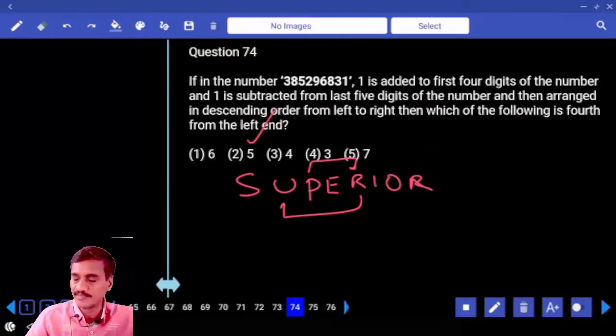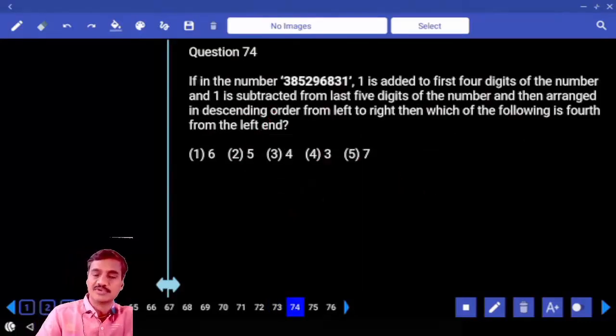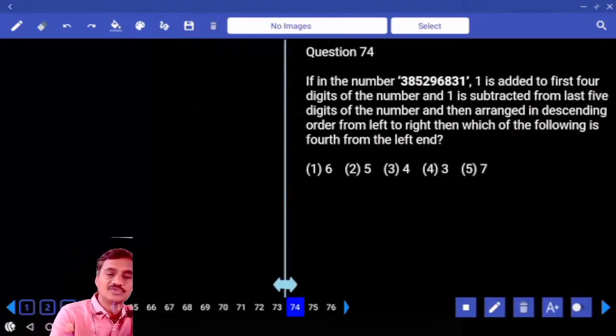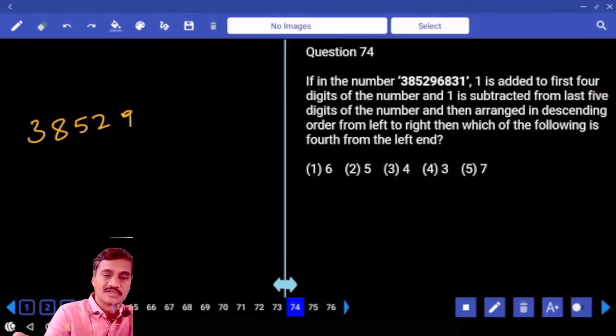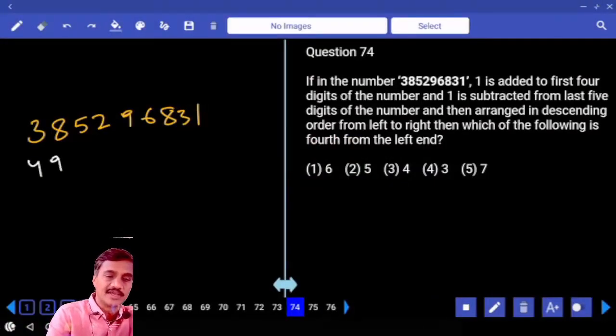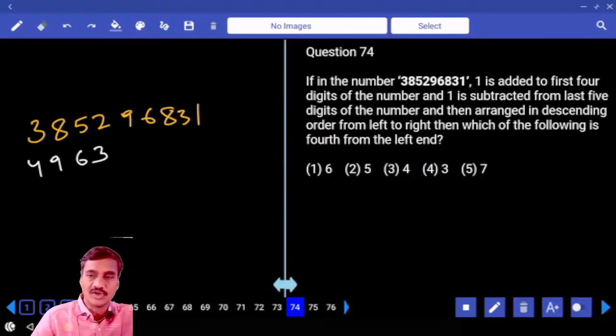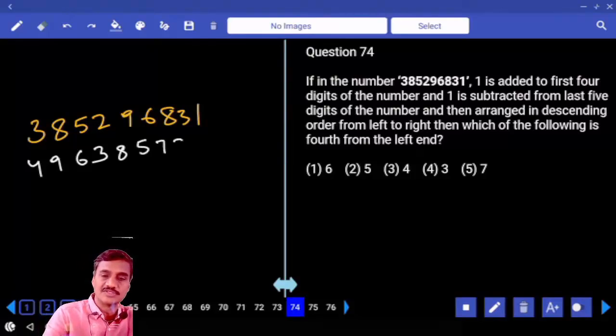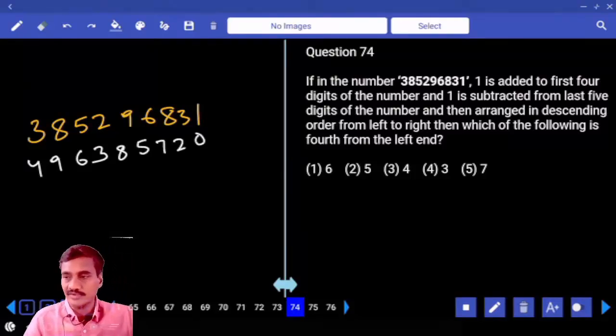And 74, now in this one, what is the number we have? 3852 and 96831. And 1 is added to the first 4 digits. 1 is added to the first 4 digits means this will be 4963. 1 is added to the first 4 digits and 1 is subtracted from the last 5. Now this is 85720.